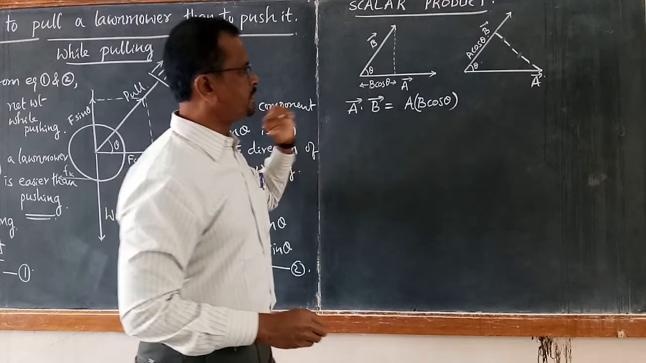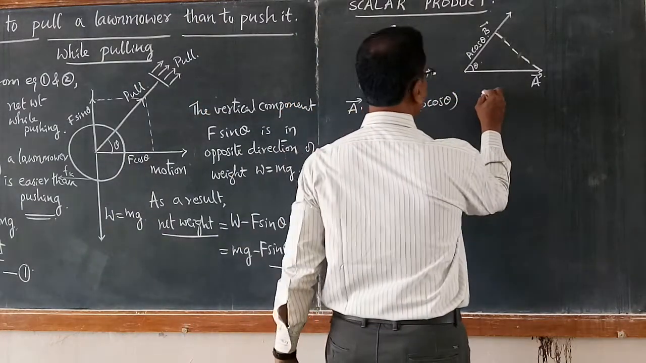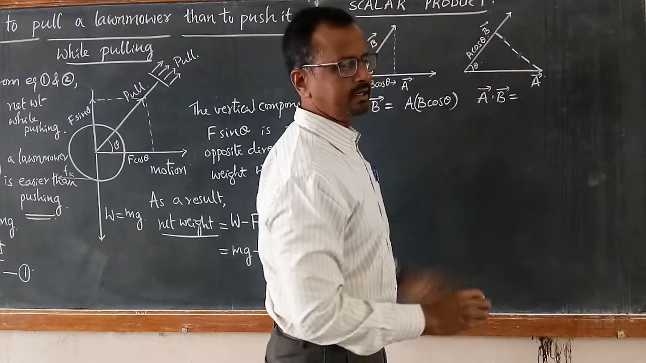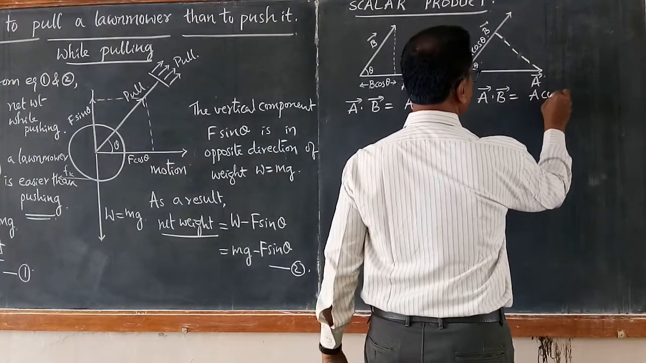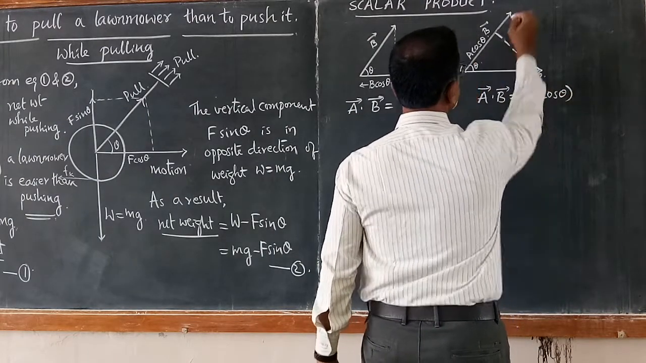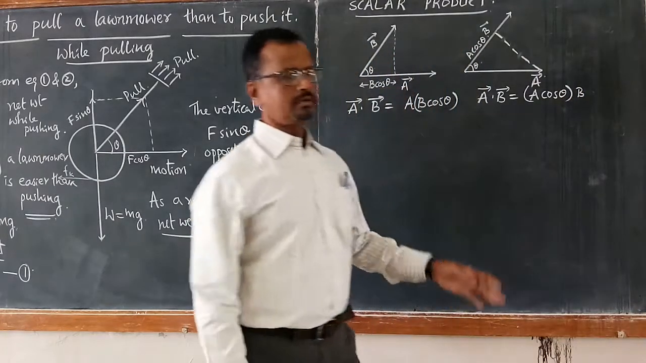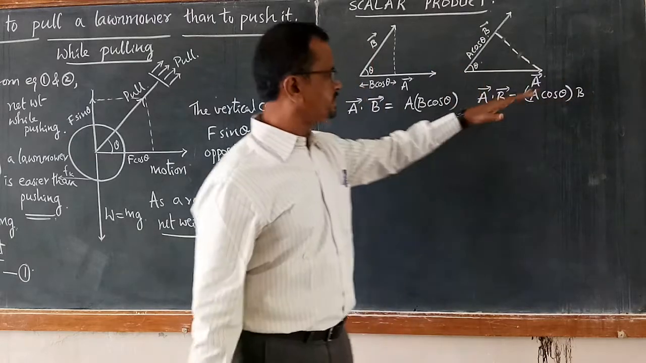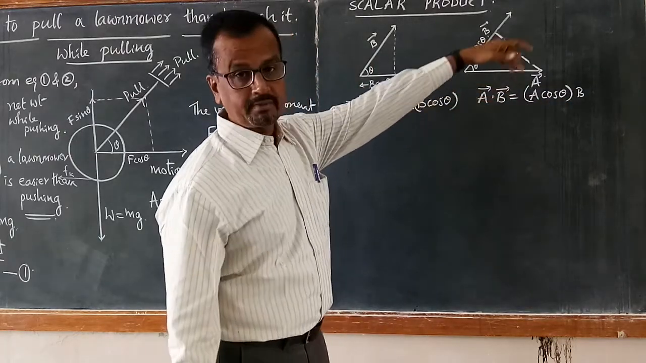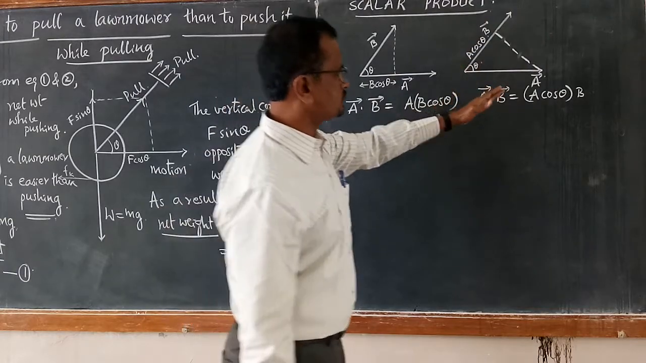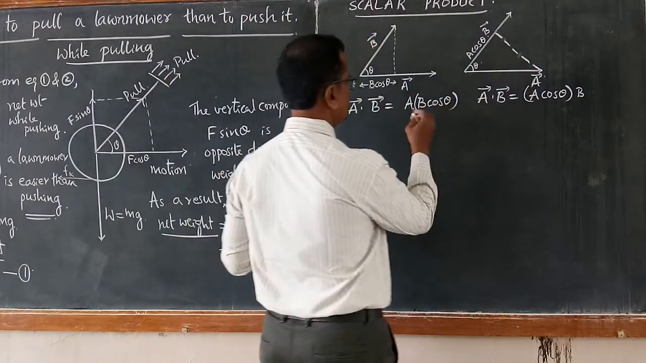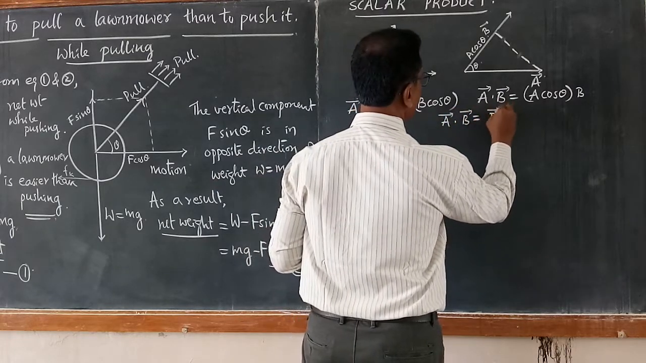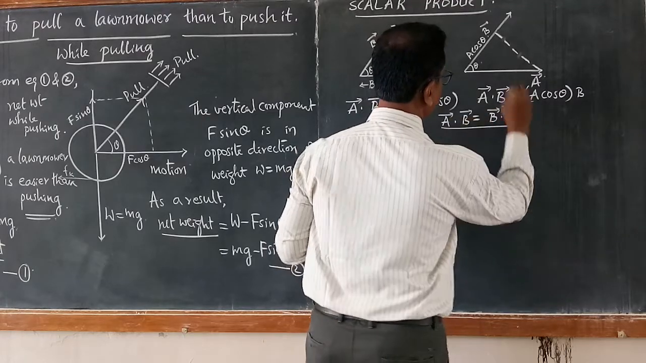So the product of the component of B on A and the magnitude of A gives us the scalar product, vector A dot B. In the same way, we can also define it as the component of A on B. The component of A on B is A cos theta into the magnitude of B. So the product of the component of A on B and the magnitude of B gives us the dot product A dot B. So A dot B equals AB cos theta. So we have proved that A dot B is equal to B dot A. So the commutative law holds good.